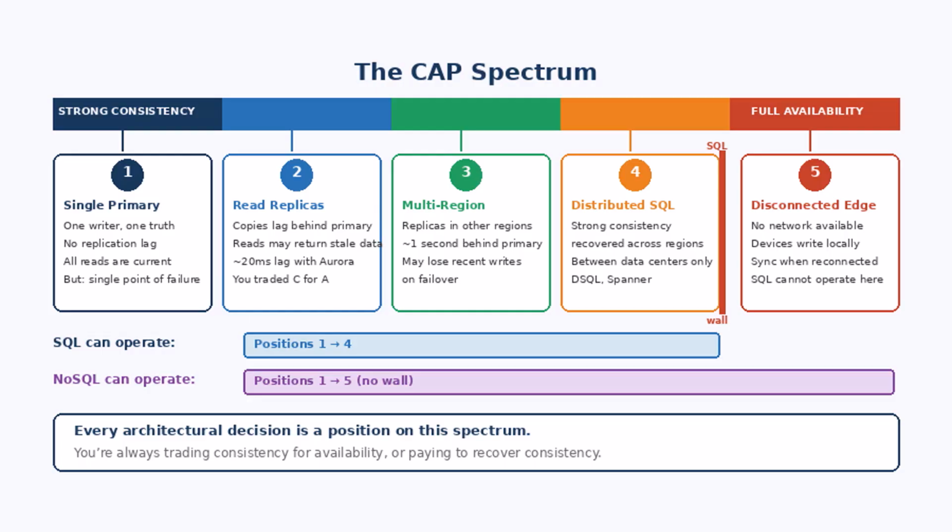And at the true edge, disconnected devices, unreliable networks, ACID coordination becomes structurally impossible. And NoSQL with CRDTs is the only answer.